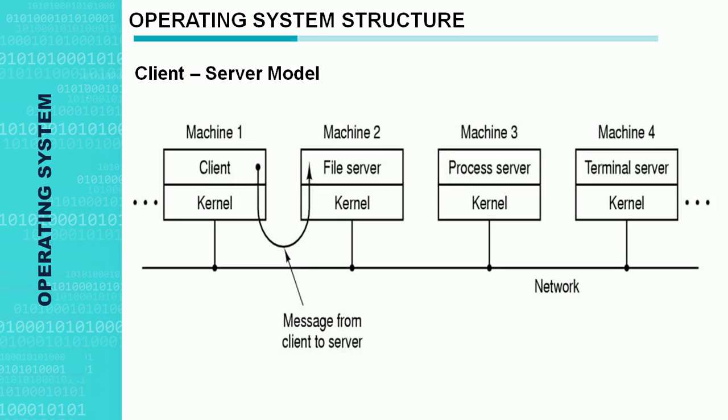Here machine 1 is the client, and machine 2 is the server, a file server. Machine 1 requests some information from the server through the kernel. Machine 2 receives the request, and after it receives it, it responds to the client. This is the message from the client to the server. Here there is a network available for transferring the request and response.